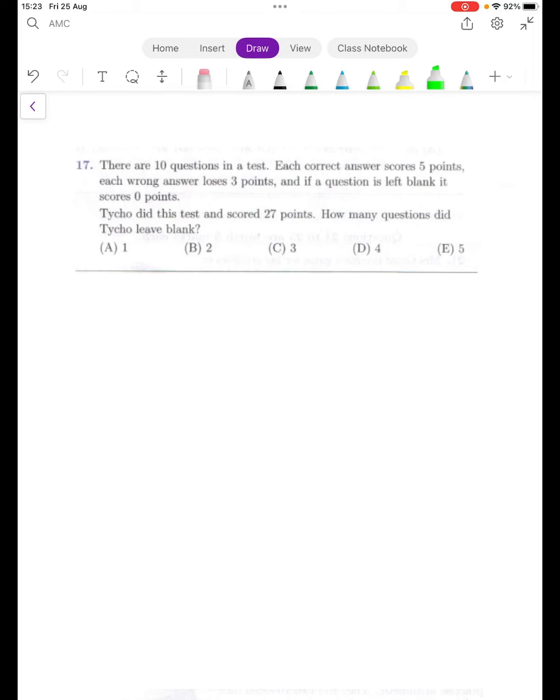Let's go on to the next question. There are 10 questions in a test. Each correct answer scores 5 points. Each wrong answer loses 3 points, negative marking. And if a question is left blank, it scores 0 points. All right. Okay, I did not finish reading. Tycho, is that the name? Tycho did this test and scored 27 points. How many questions did Tycho leave blank?